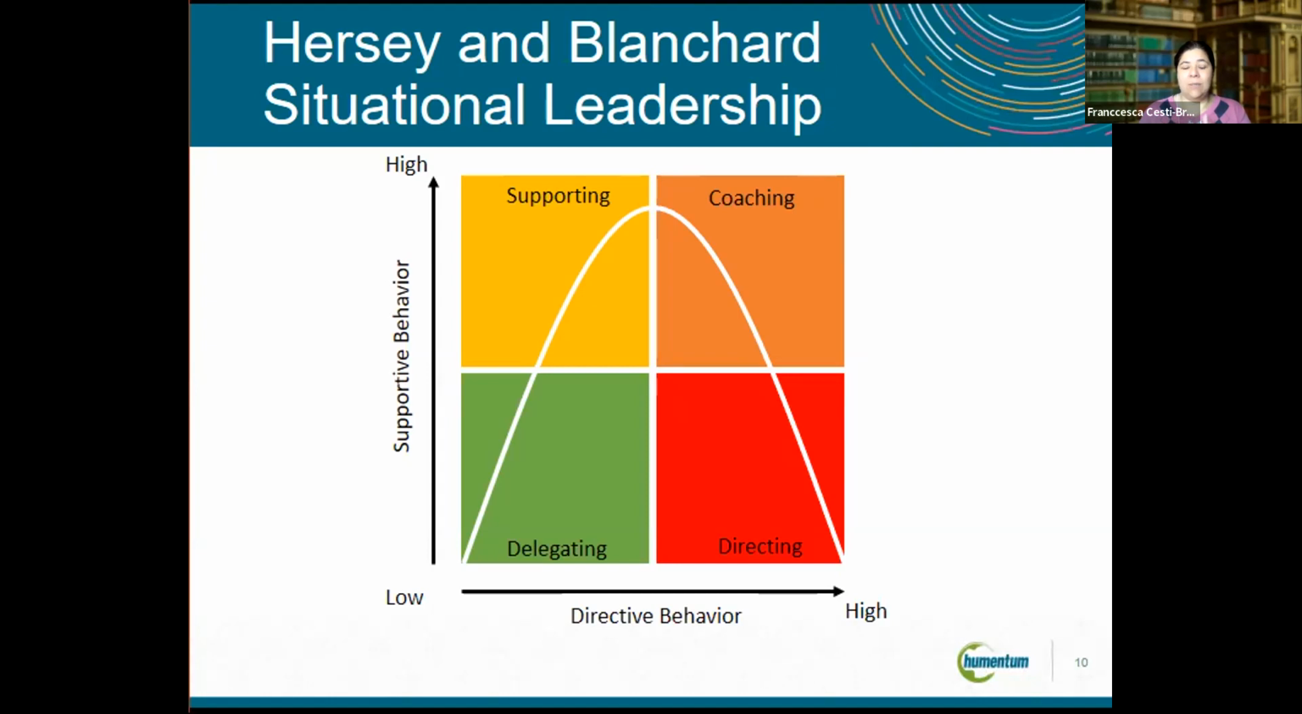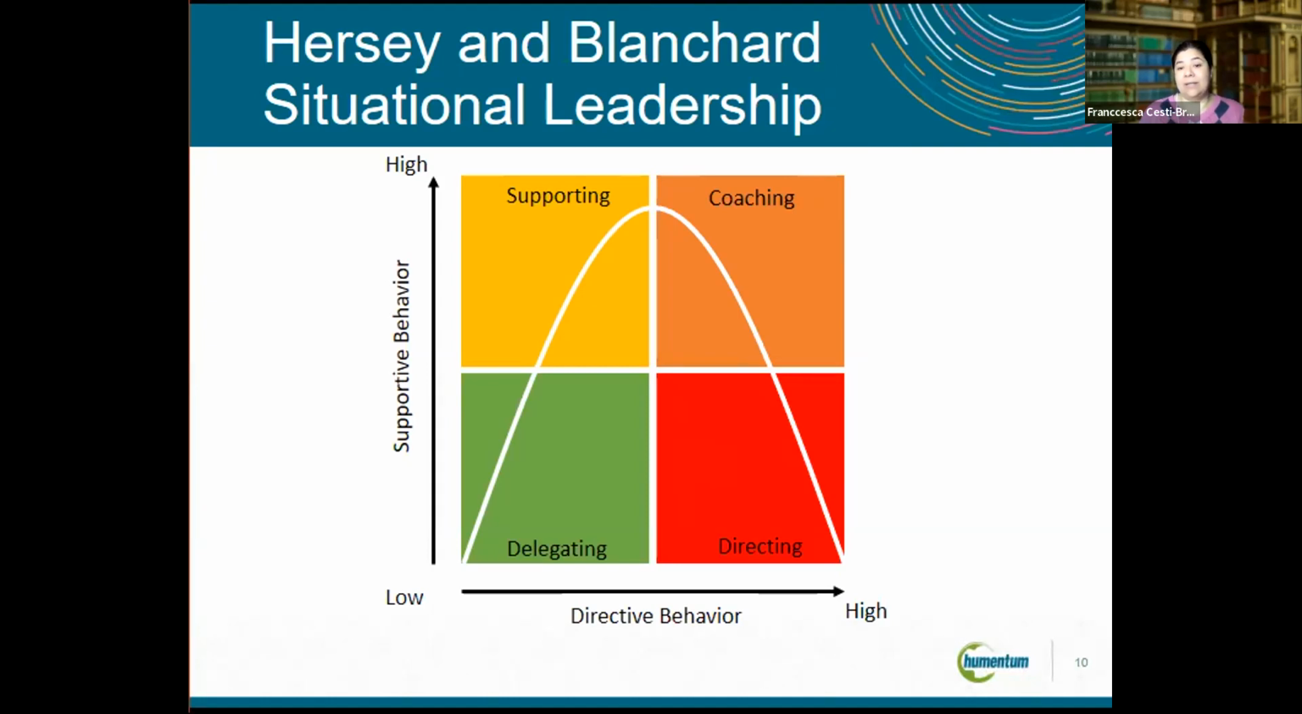So we can clearly see in the bottom right-hand square that there's a high directive and low supportive behavior. So you're directing, sometimes referred to as telling someone what to do, right? Go ahead and finish these reports for me. You don't have to give them the how, the where to get the reports. They already know. You're just telling them where to go and get their stuff.